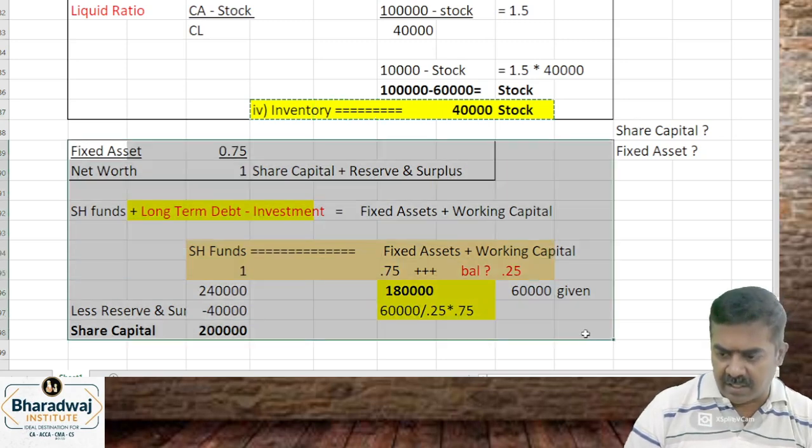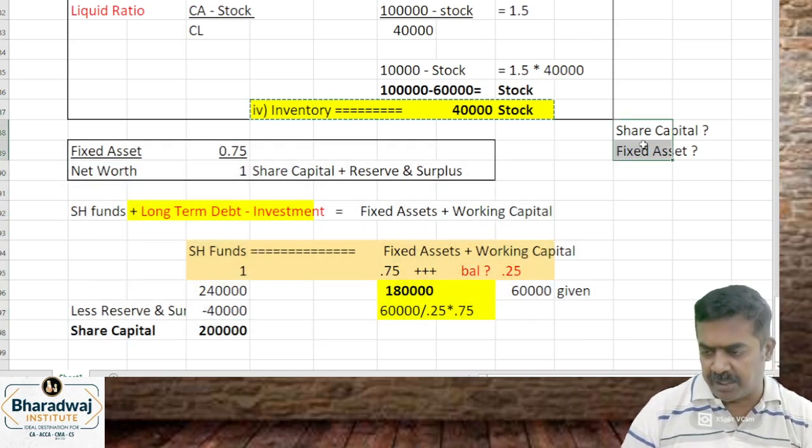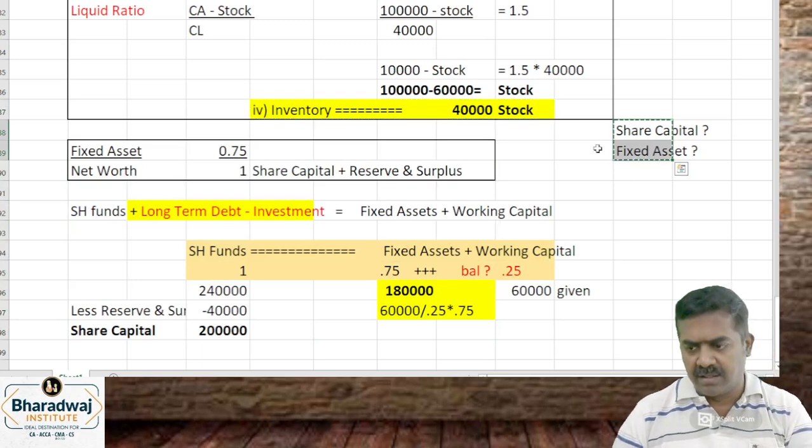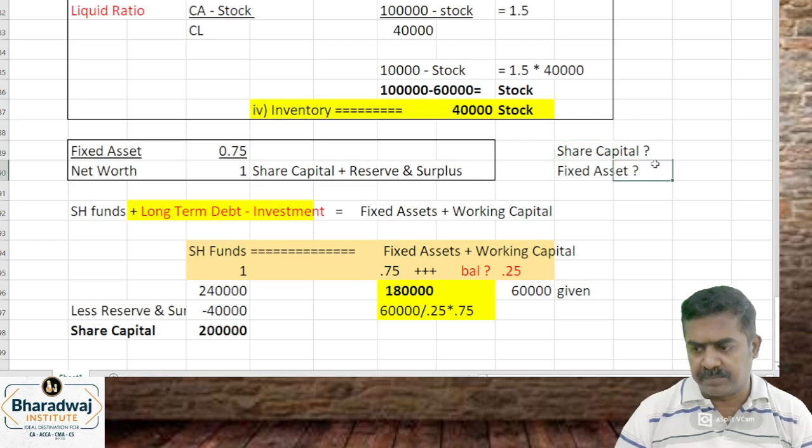This working is not required for this question. Suppose share capital and fixed asset had been asked, then this extra working you need to do.